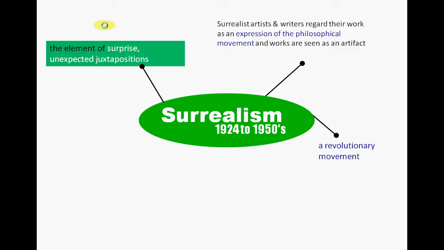It has the element of surprise and unexpected juxtaposition, meaning how should I put this? Unexpected juxtaposition means the way you place your visual imagery to form something very different, something that you would not even think about seeing in a particular image.